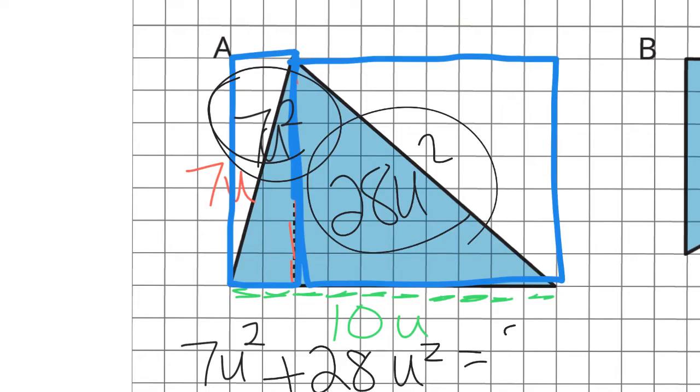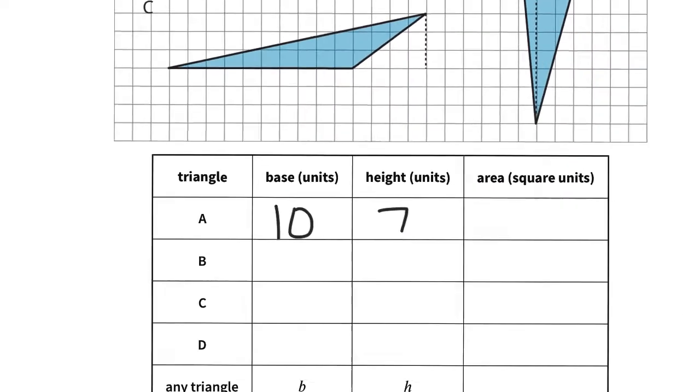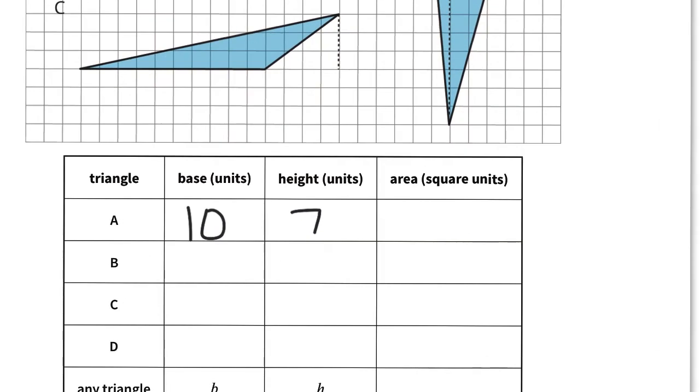And that gives us 35 square units. So now we can go down to our table and we can give the answer. We can say, we definitely know that the area is 35 square units. All right. Now that's the idea.